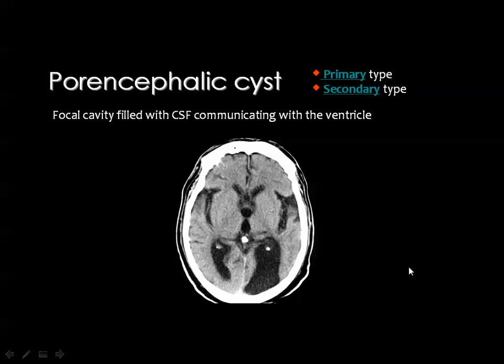Porencephalic cyst is, by definition, a cystic lesion which is communicating with the ventricle. It may be primary and may be secondary. The secondary type usually occurs after damage of the brain tissue because of ischemia, because of trauma, because of surgery, because of infection, and this damage will result in an area of encephalomalacia. And this encephalomalacia will result in dilatation of the ipsilateral ventricle because of the loss of volume of the dead brain tissue. Then the ventricle may communicate with the area of encephalomalacia, and you get what is known as porencephalic cyst.